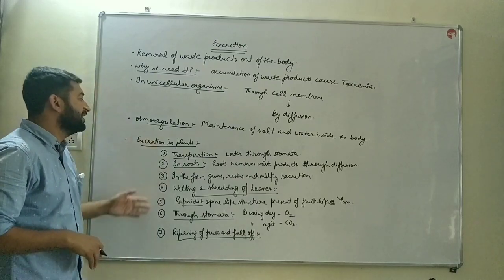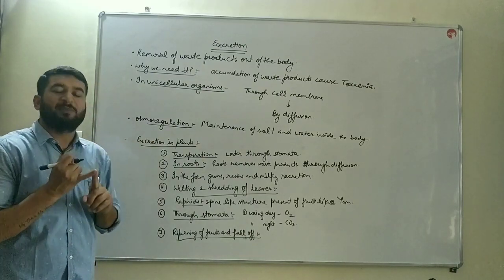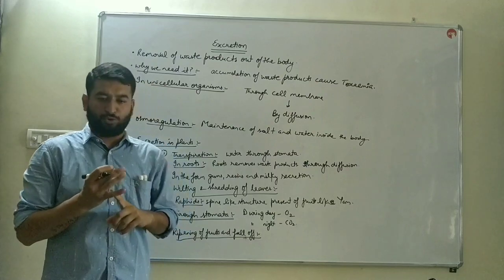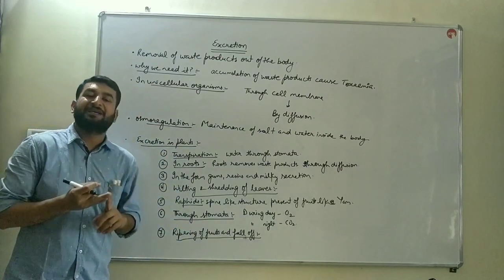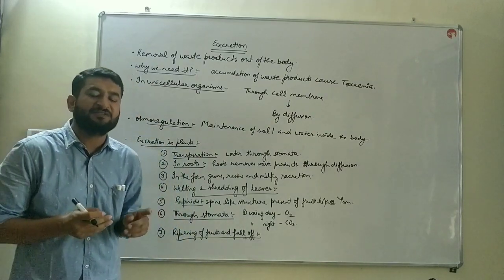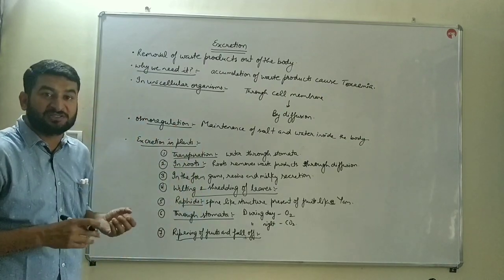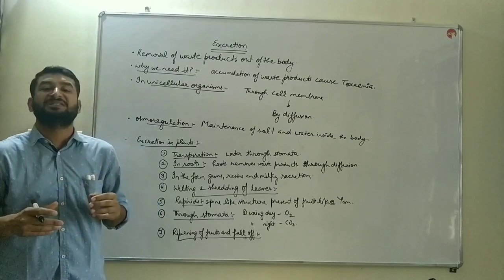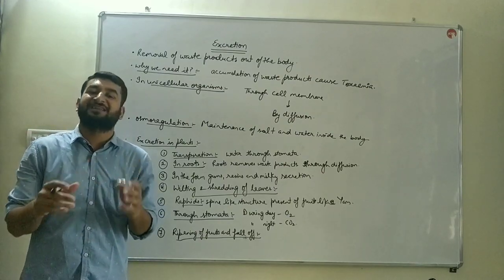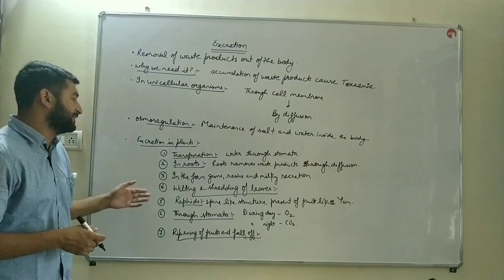So the various methods of excretion in plants are transpiration, stomatal opening, removal through roots by diffusion, wilting and shedding of leaves, and ripened fruits which, when they fall off, contain the waste products. Certain secretions like gums, resins, and milky secretions out of the various parts of the plant also help in the excretion.